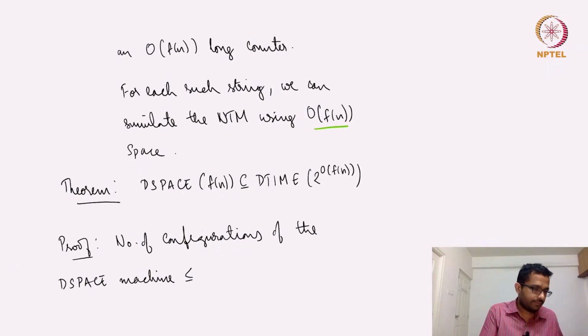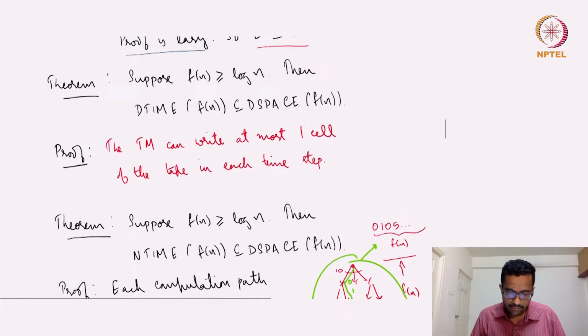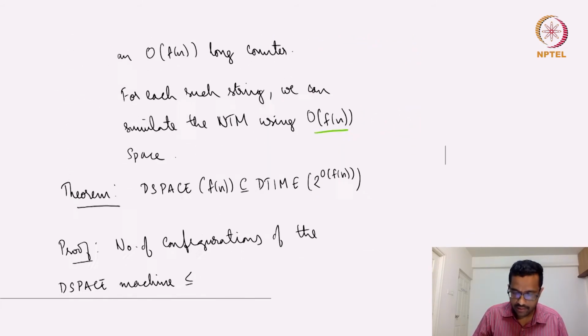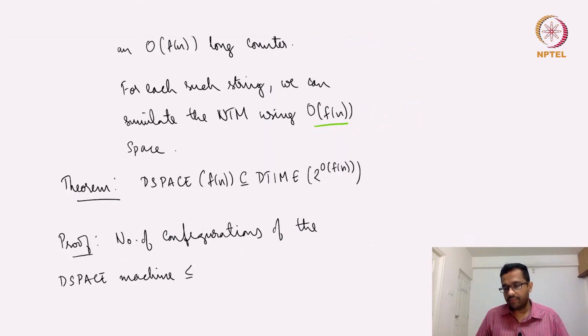Now what else? We saw how time complexity classes are contained in space complexity classes. Now we'll see the opposite. How is DSPACE f(n) contained in DTIME of what? We already know that DTIME f(n) is contained in DSPACE f(n), so for the same function, time is contained in space. For the same function, is space contained in time?